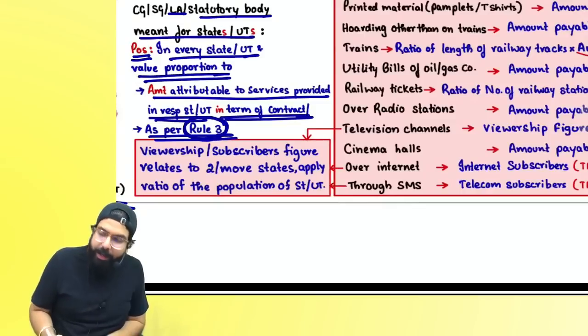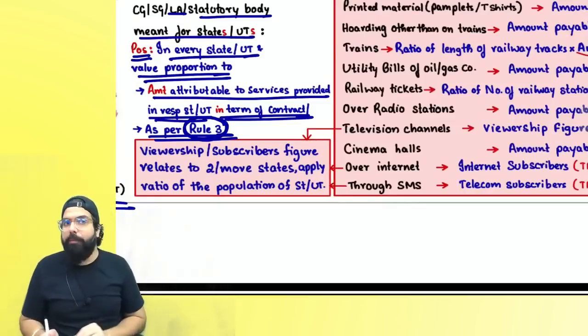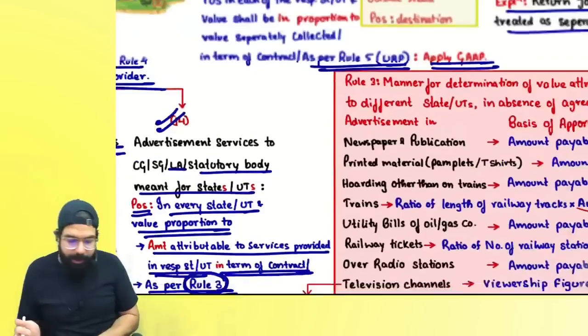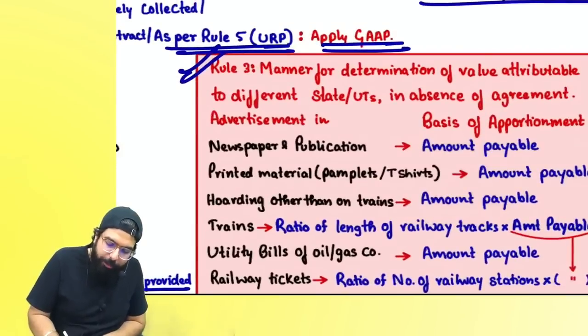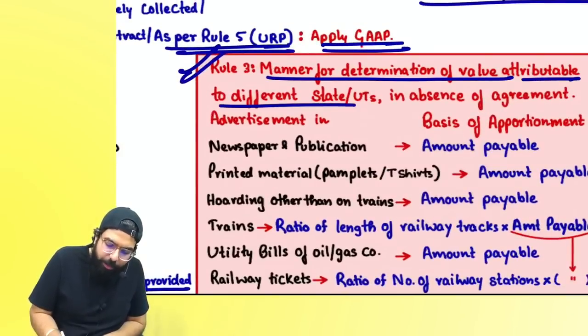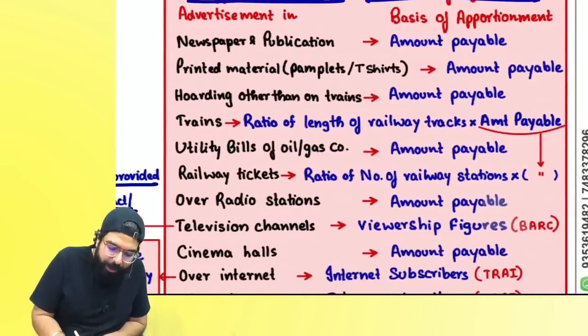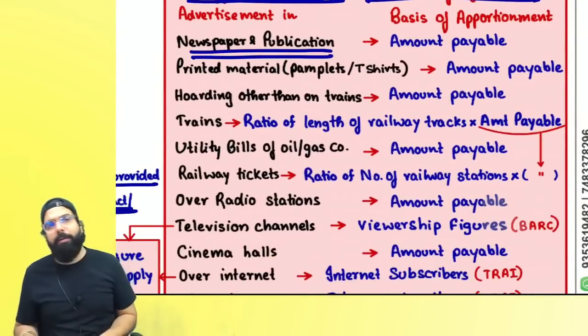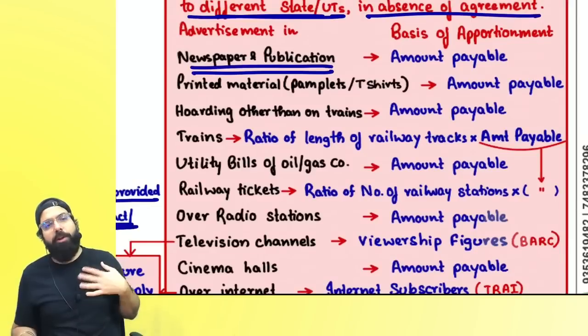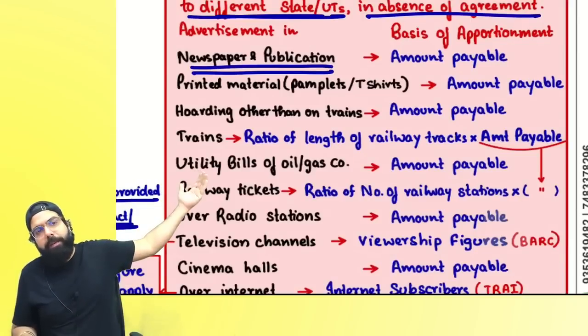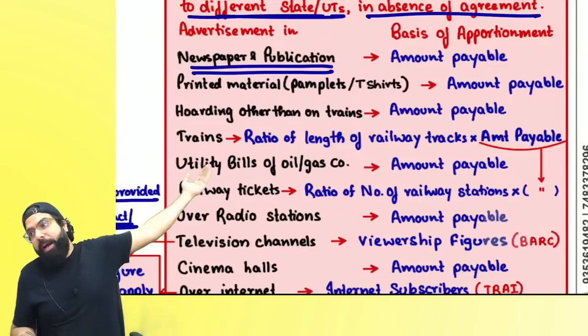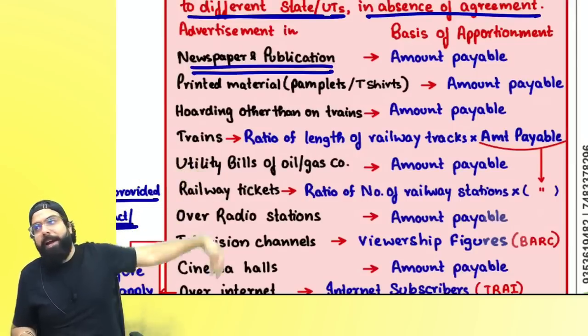If you can't distribute the amount, then they have told you to please apply rule number 3. And rule number 3 tells about the manner of determination of value attributable to different states or UT in absence of agreement. So, if advertisement is done in newspaper and publication, supposing I am a newspaper agency and I have done the advertisement for the government, then whatever is the amount payable by the government is the value of supply of service by me.